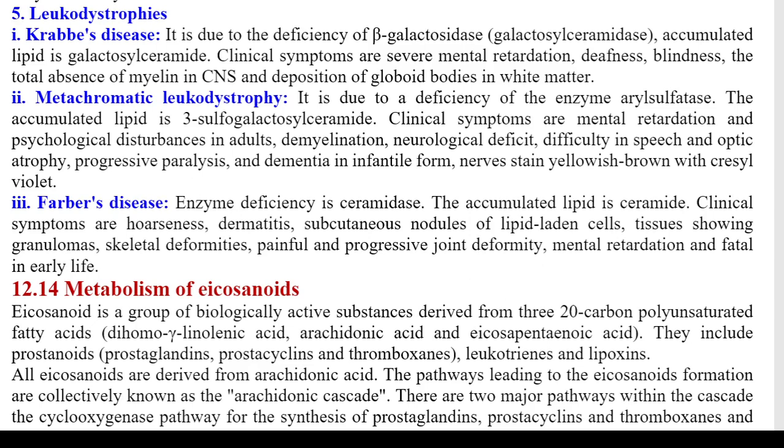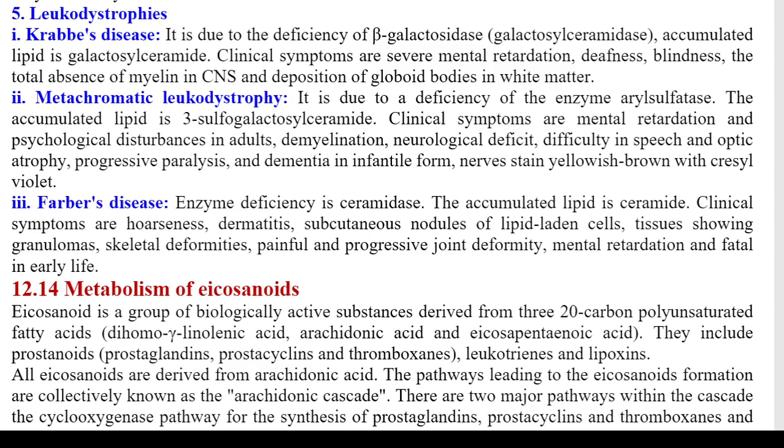Farber's disease. Enzyme deficiency is ceramidase. The accumulated lipid is ceramide. Clinical symptoms are hoarseness, dermatitis, subcutaneous nodules of lipid-laden cells, tissues showing granulomas, skeletal deformities, painful and progressive joint deformity, mental retardation, and fatal in early life.